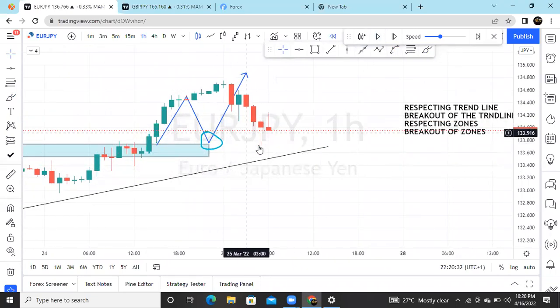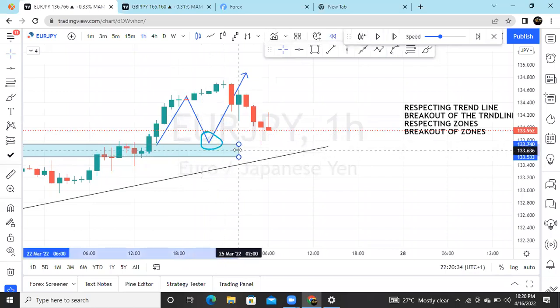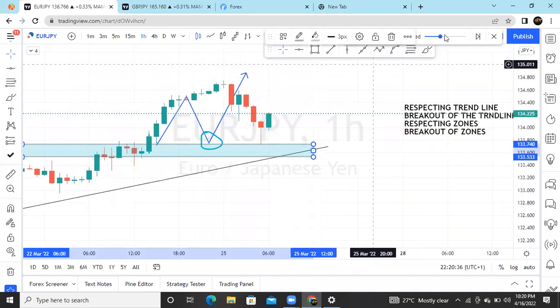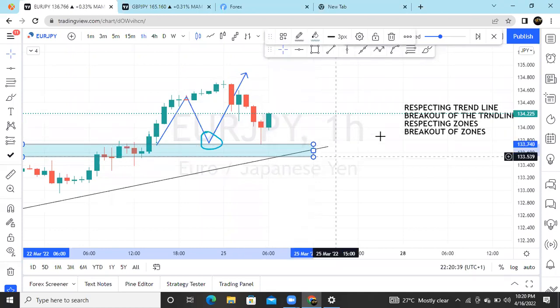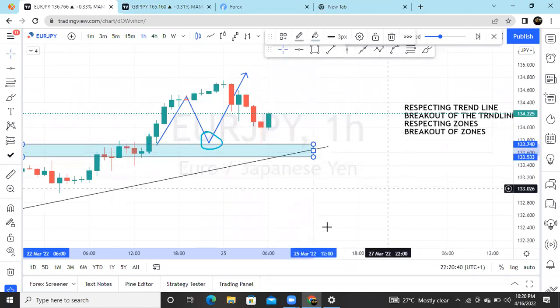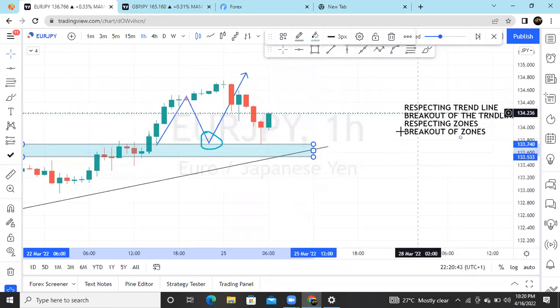Did you catch that? Let's extend this. Did it come to our area or not, guys? Did the market return to our areas or not? It did. Yes, it did.